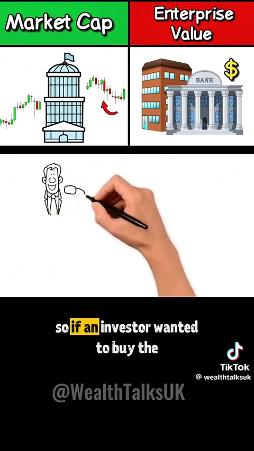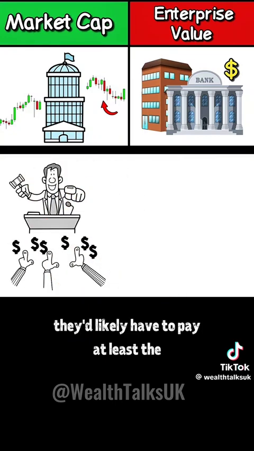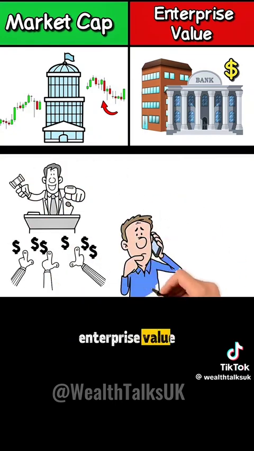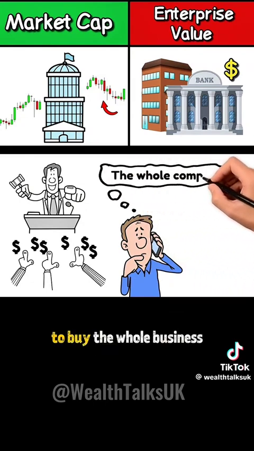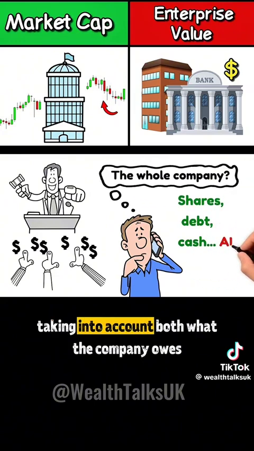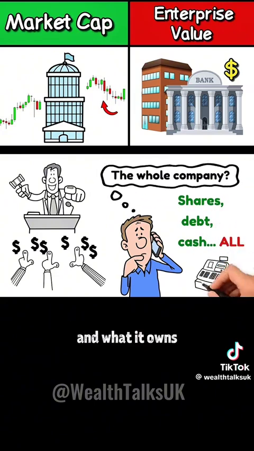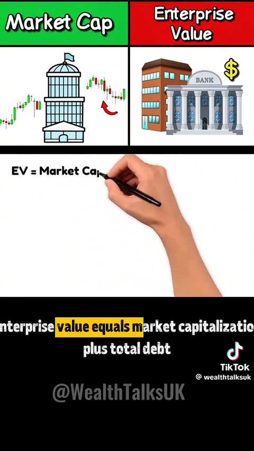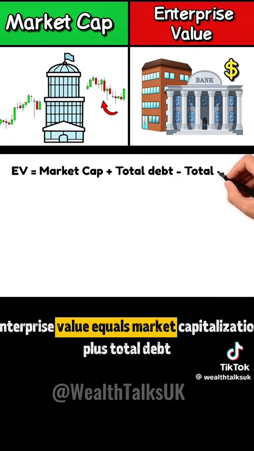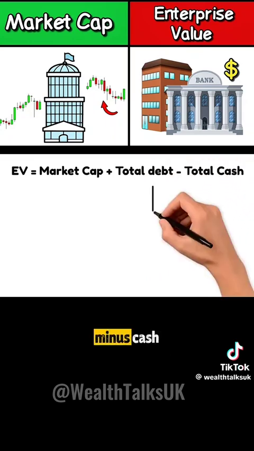So, if an investor wanted to buy the company, they'd likely have to pay at least the enterprise value. This is because EV reflects what it would really cost to buy the whole business, taking into account both what the company owes and what it owns. The formula is enterprise value equals market capitalization plus total debt minus cash.